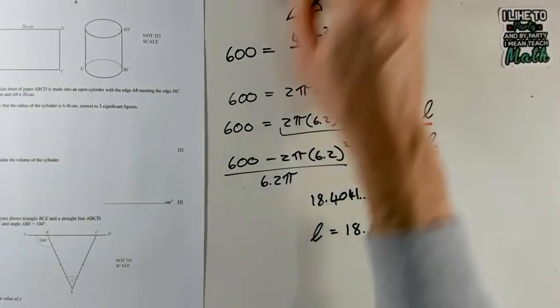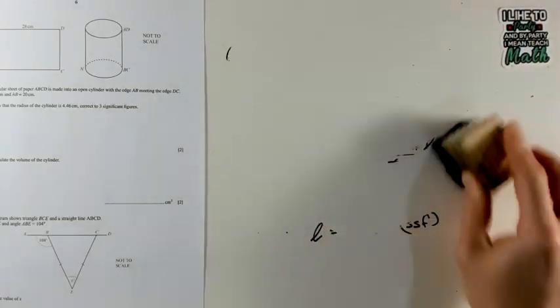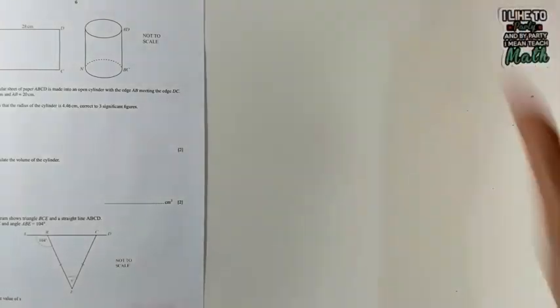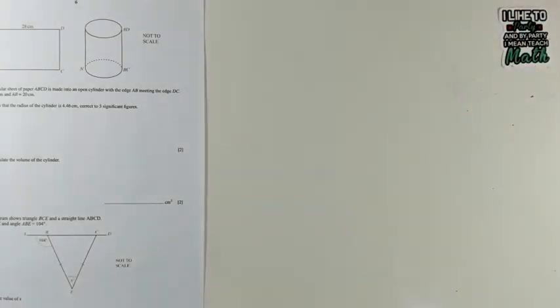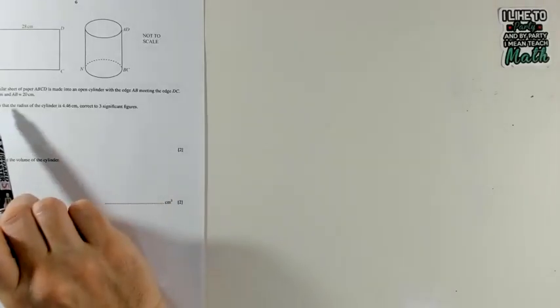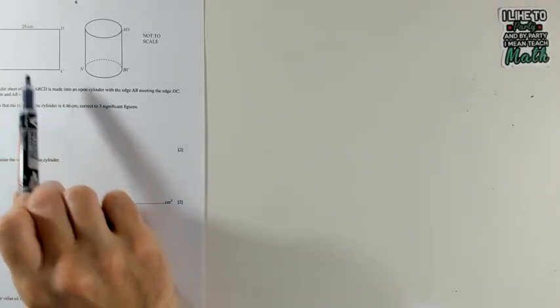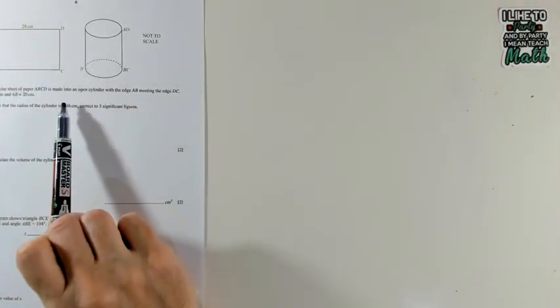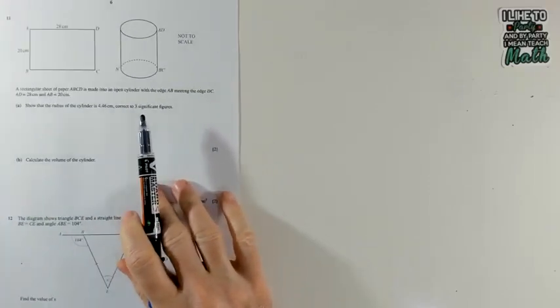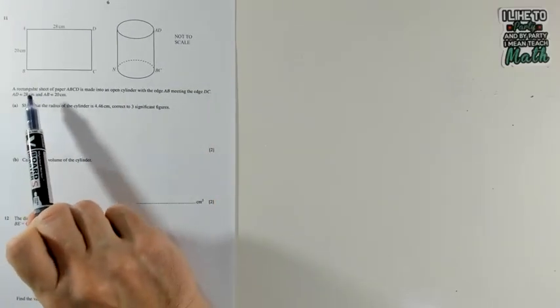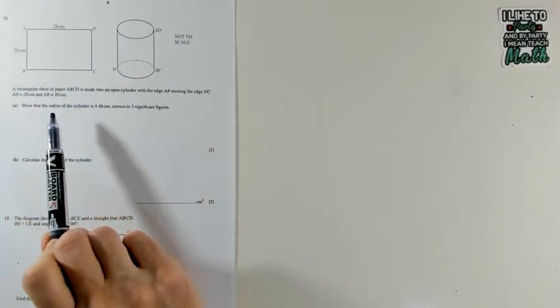Question 11. Let's take a look at this one. Let's go with the blue. A rectangular sheet of paper ABCD, so that's the sheet of paper, is, oh wait, let me just get that in there. There we go. Okay, we have our sheet of paper.